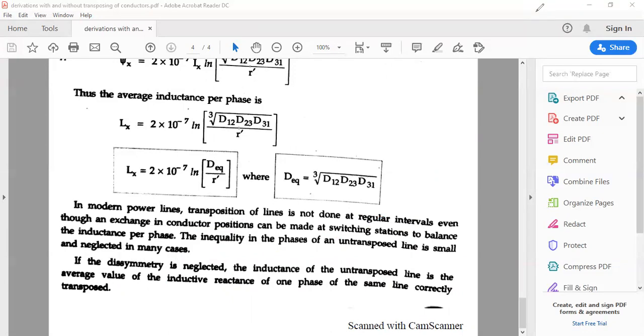We will end the session now. In the next session we are going to solve some numerical problems, and find out how we can solve the transposition of lines and the untransposed situation, and what happens when there is symmetrical spacing.